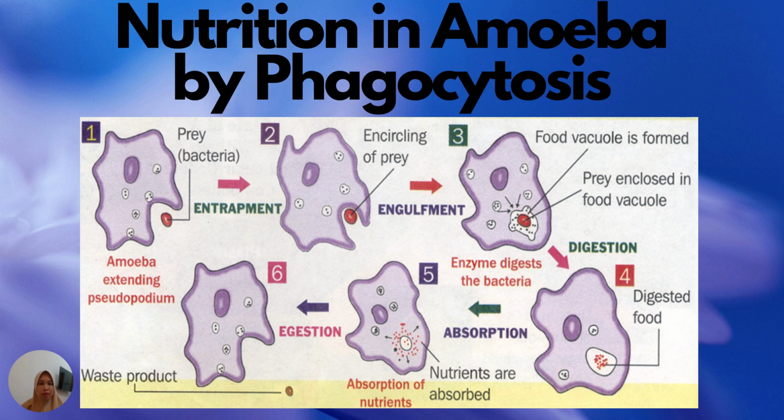So what happens when the food is in the food vacuole? Digestion occurs. The enzyme will digest the bacteria, and the bacteria will be broken down into a simpler form, and then it will be absorbed. All the nutrients will be absorbed by the amoeba, and if there is waste product, it will secrete it out. So that is the process of phagocytosis.